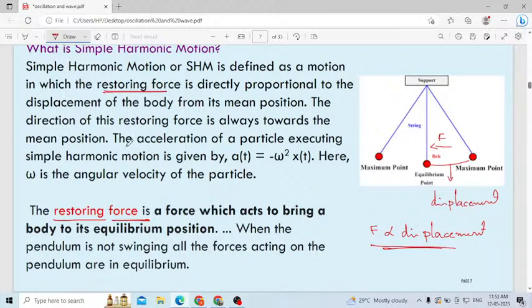Next one, the acceleration of a particle executing simple harmonic motion is given by this formula. Here omega is the angular velocity of the particle. That one you have to remember. Omega is nothing but angular velocity.